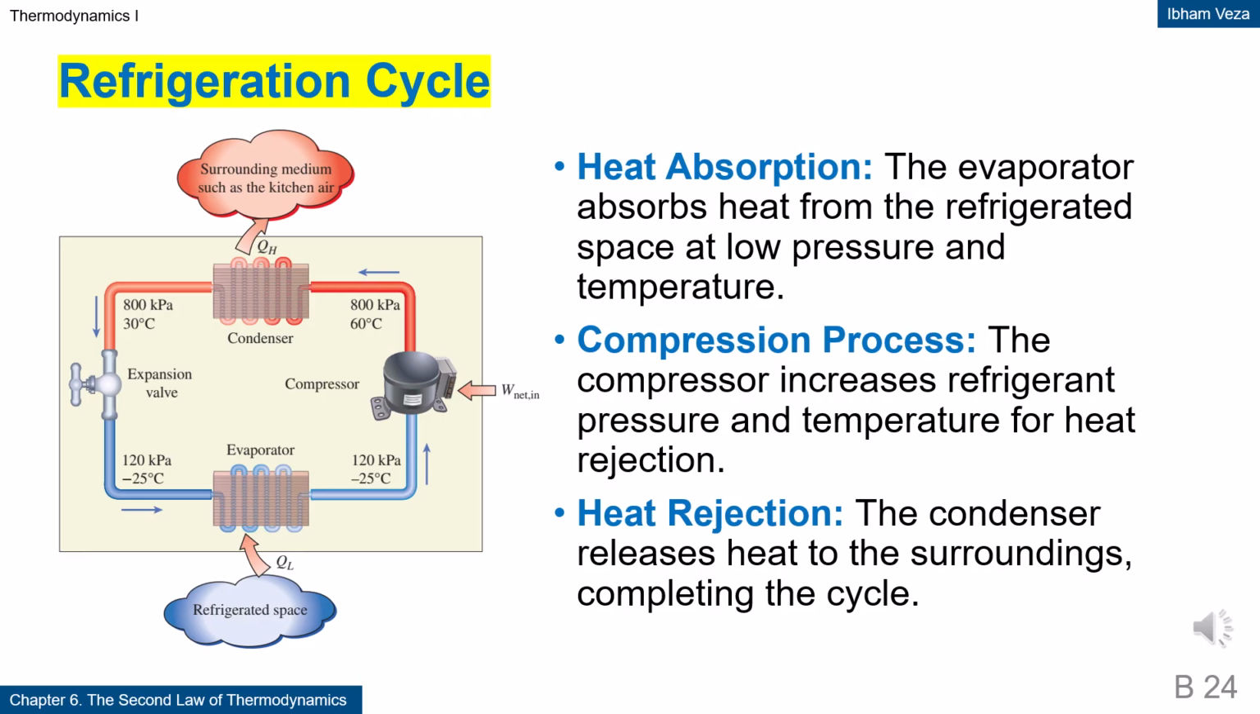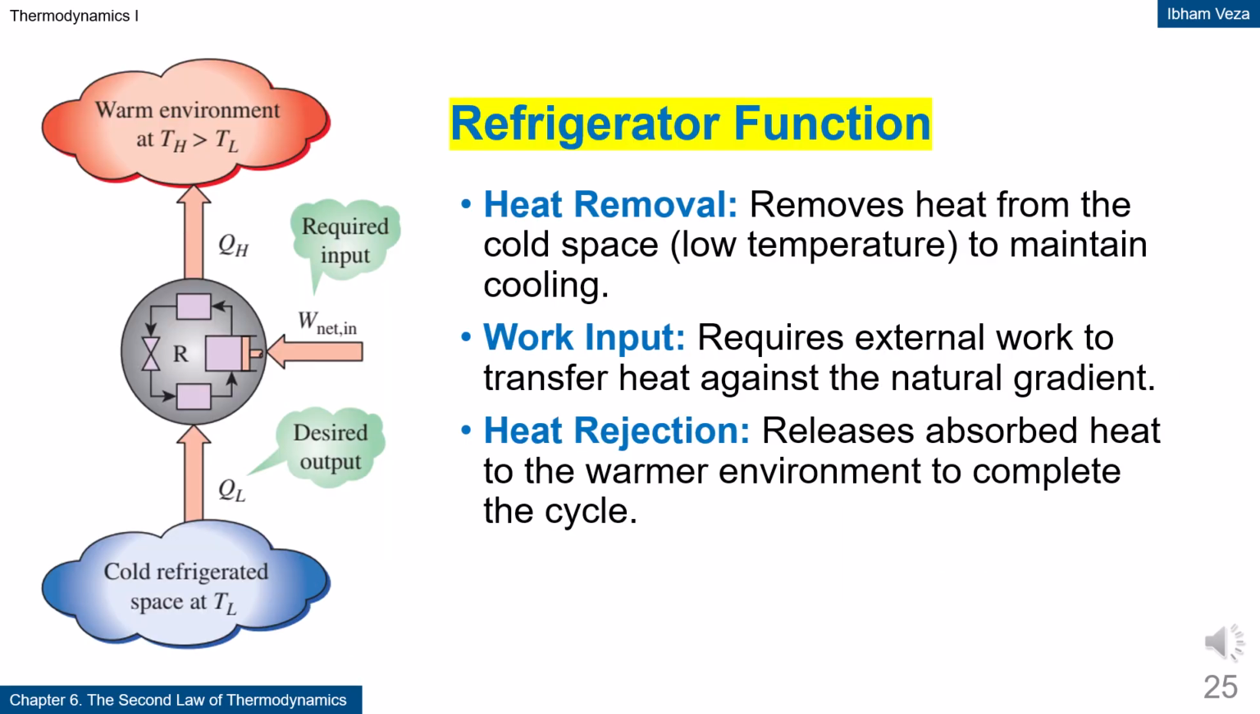In this way, the temperature of the cold space can be maintained. This is the reverse of how a heat engine operates. Refrigerator function. The main function of a refrigerator is to move heat from a cold place to a warmer place. This process clearly goes against the natural direction of heat transfer. Therefore, external work input is required.